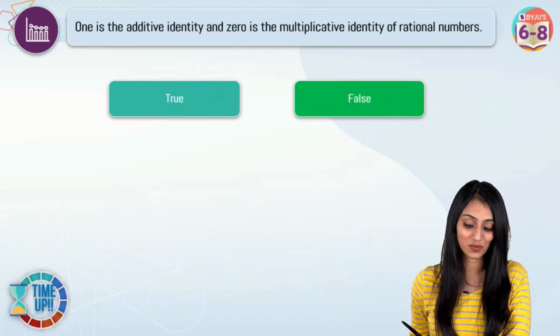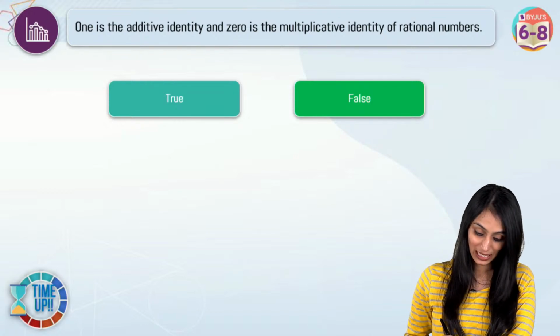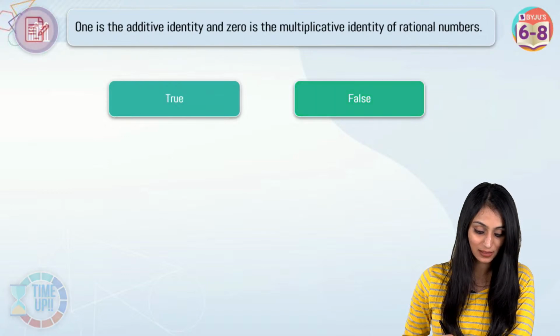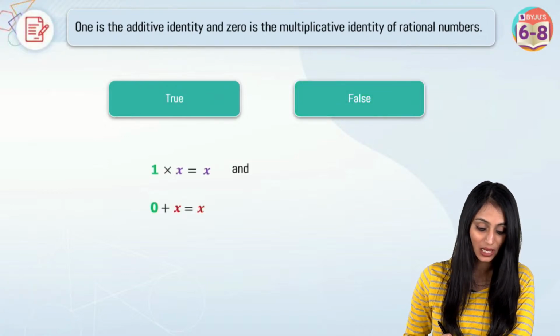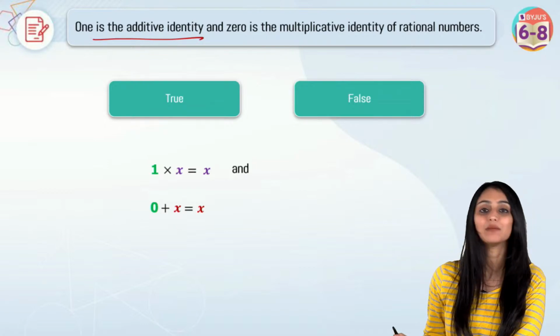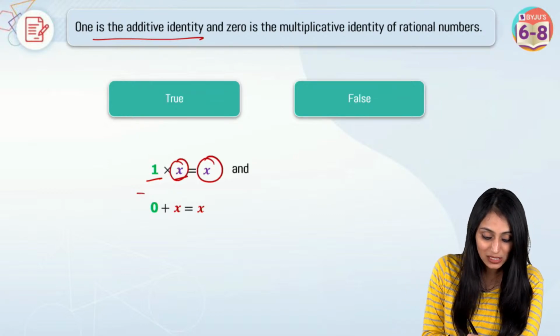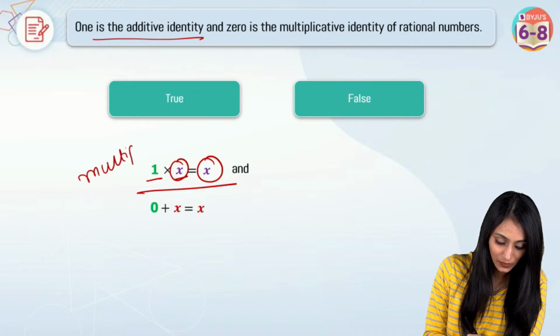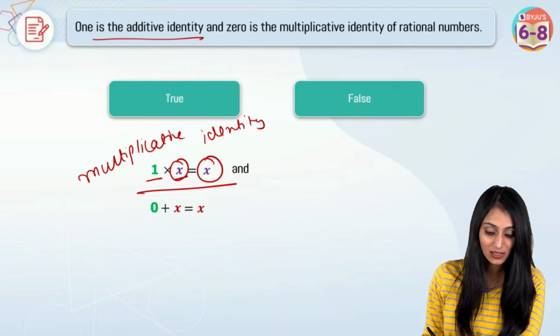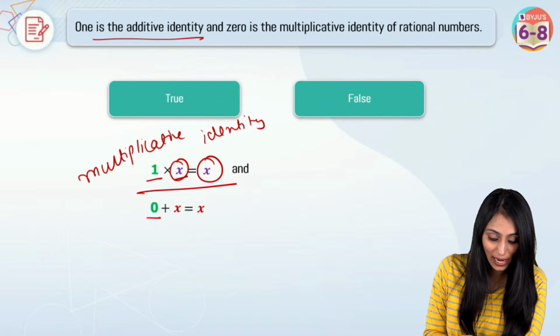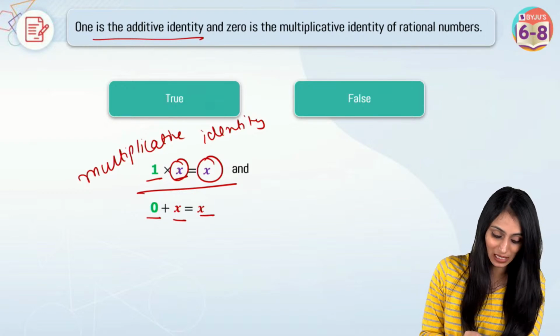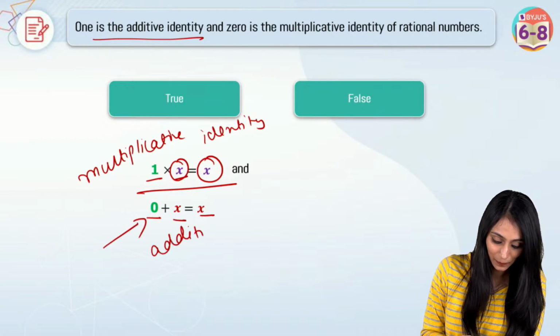See, this is where your concept clarity comes into the picture. So that means this concept is not clear to everyone. What do we mean by additive identity and multiplicative identity? The statement says 1 is the additive identity and 0 is the multiplicative identity. No. Whenever I multiply 1 with any number, let's say that number is x, we get the number itself. So 1 is the multiplicative identity. And 0 is the additive identity, because whenever you add 0 to any number, you get the number itself. So 0 is the additive identity.